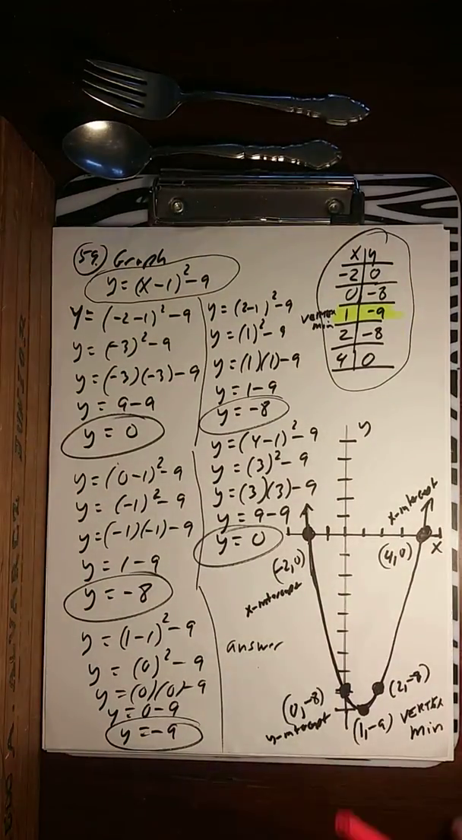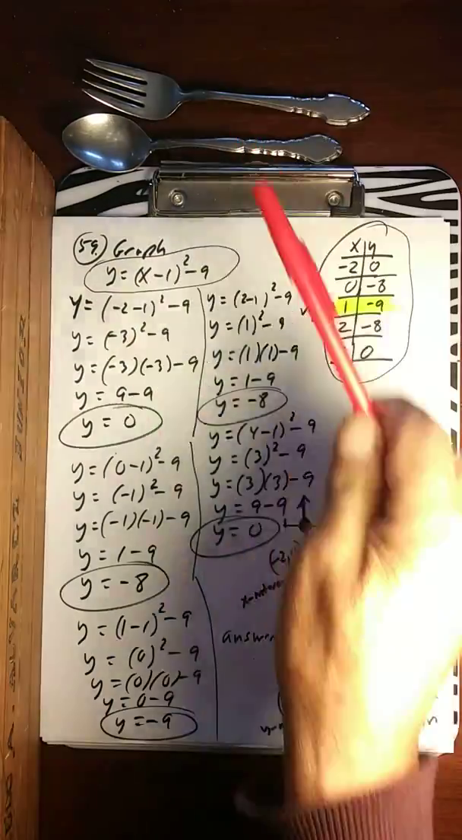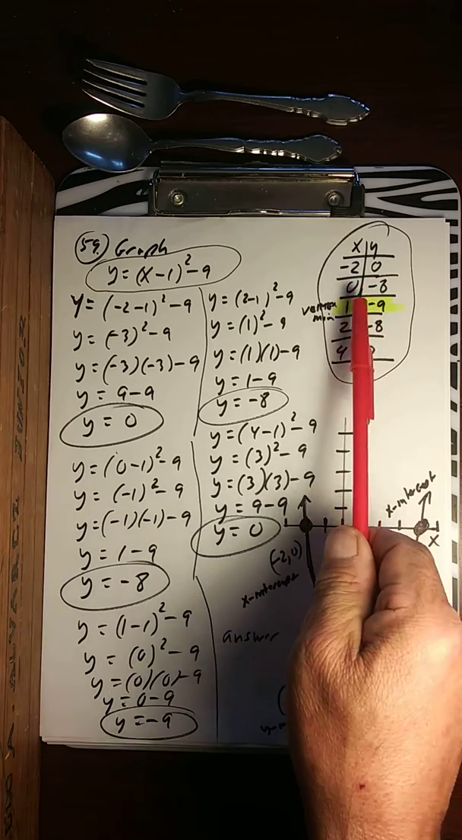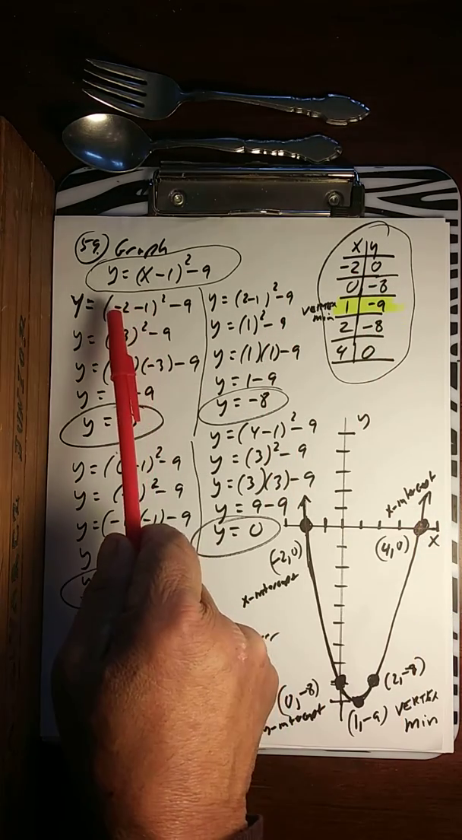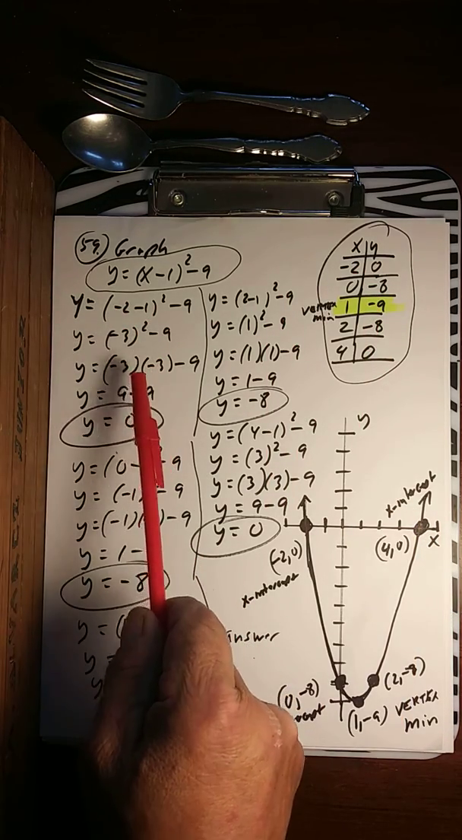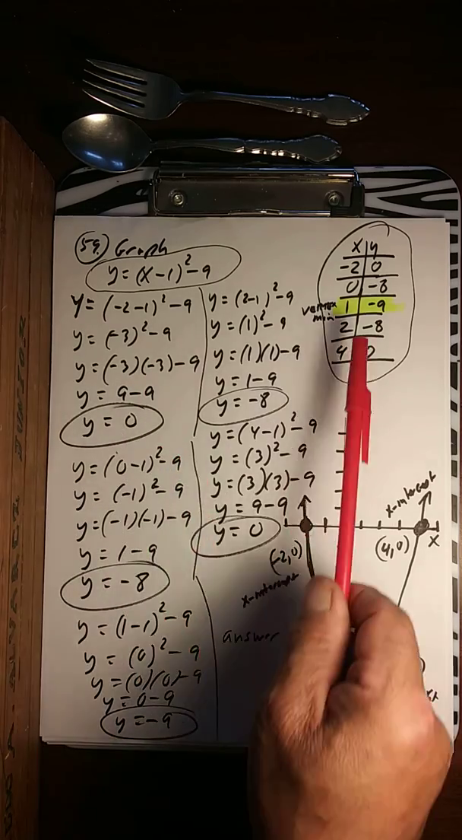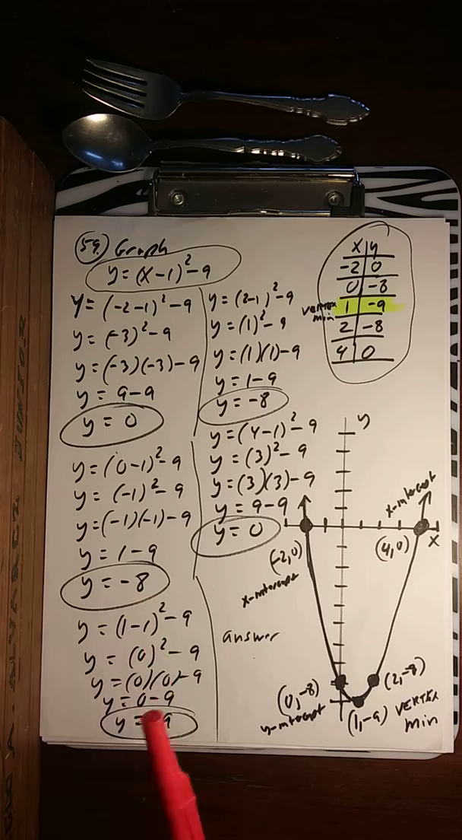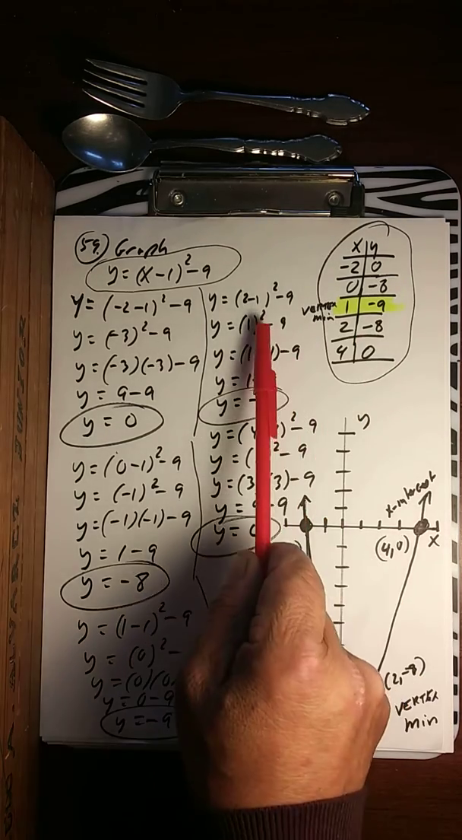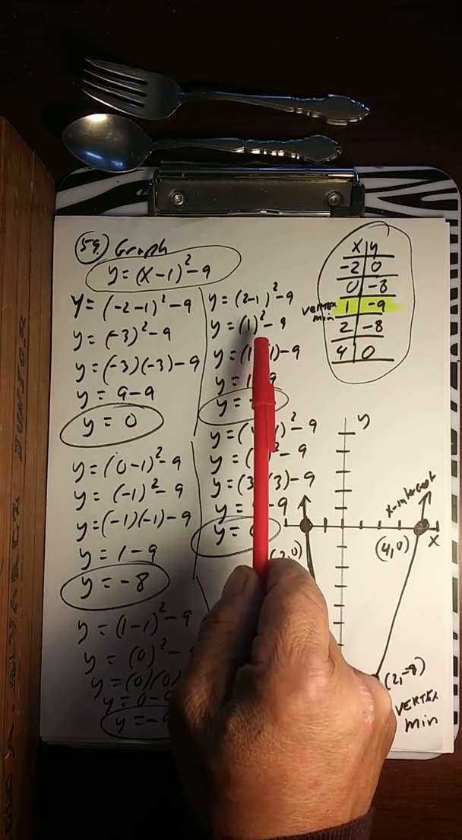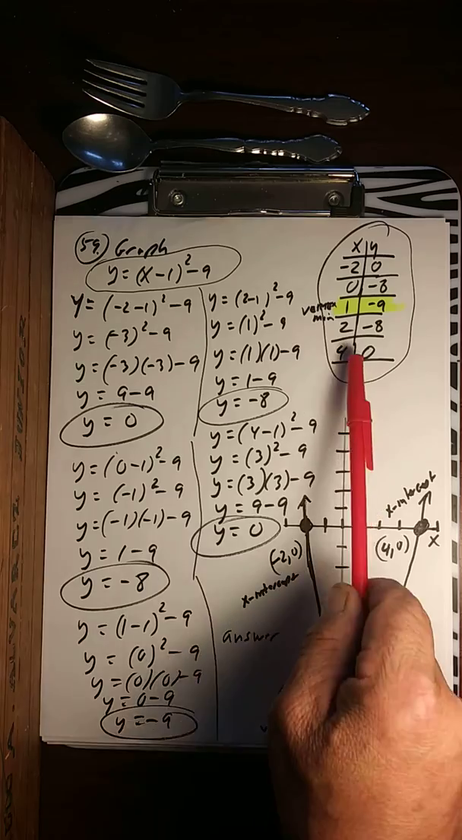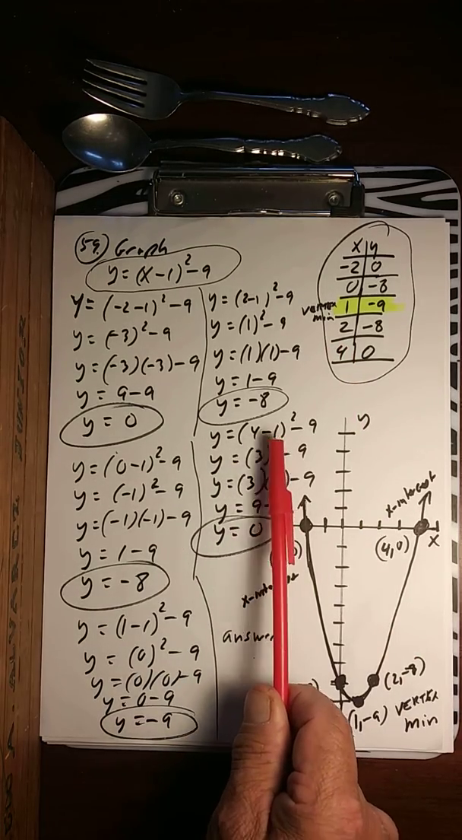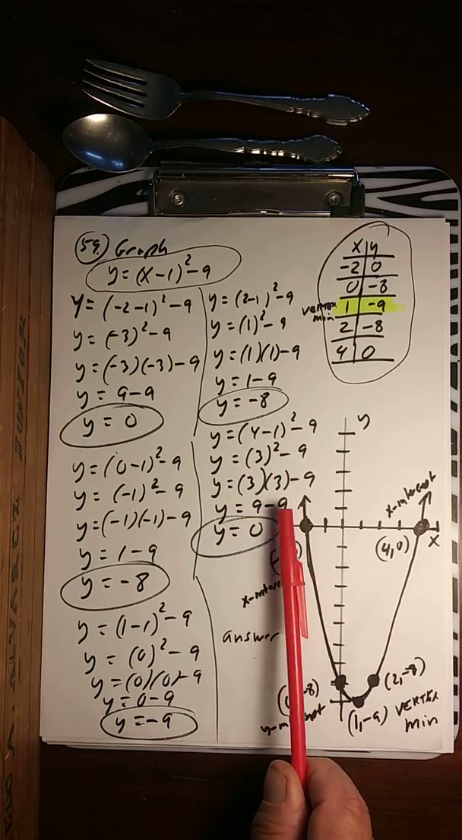One more. Graph this. We just picked out some numbers. We picked out negative 2, 0, 1, 2, 4. So negative 2 in there, that's going to be negative 3. Negative 3 times 3 is 9. 9 minus 9, 0. Put in the next number, 0. 0 minus 1, negative 1. Negative 1 times negative 1 is 1. 1 minus that, negative 8. Put the next one, 1. 1 minus 1 is 0. 0 times 0 is 0. 0 minus that, negative 9. 2. 2 minus 1 is 1. 1 times 1 is 1. 1 minus 9, negative 8. And then 4. 4 minus 1 is 3. 3 times 3 is 9. 9 minus 9 is 0.